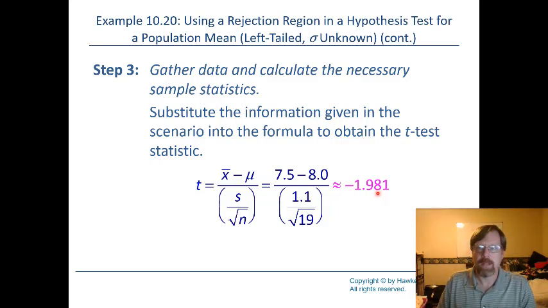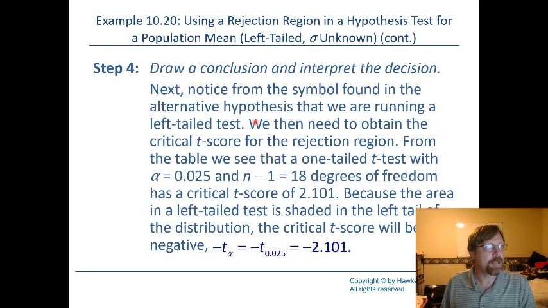Okay, so as we noticed, it is a left-tailed test. It's only one tail we're looking at. We need to find the t-score for the rejection region. One-tailed test with a significance level of 0.025 and sample size minus 1 of 18 degrees of freedom. So we get a critical t-score of 2.101. Because we're after the left side, we'll use the negative of that, so negative 2.101.